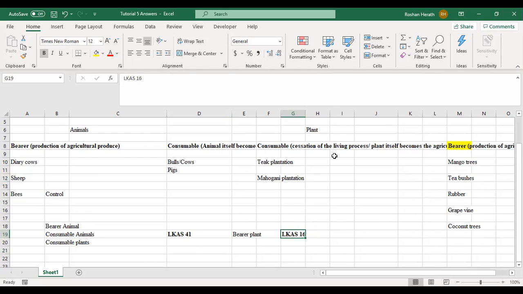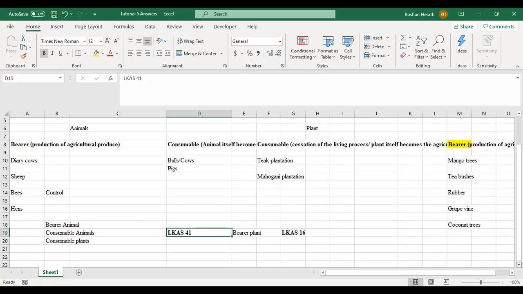Hence, for the purpose of eggs and bearer animals, yes, very correct. We can take that. Produce is treated as LKS 2. I'll come to that, right? Okay. Now it's LKS 41, right?